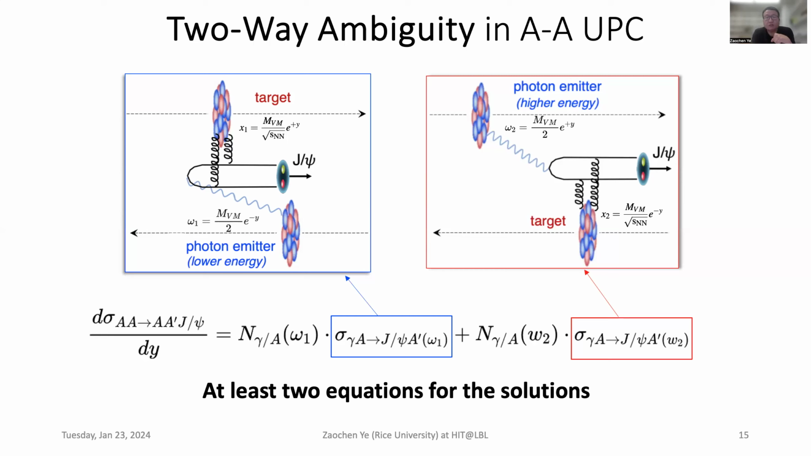A single measurement at one given rapidity does not allow solving the equation. The dσ/dy is actually what we measure. This is the inclusive or total cross section, which contains both contributions and the associated photon flux. So we always measure the sum result. One single measurement does not allow solving the equation.